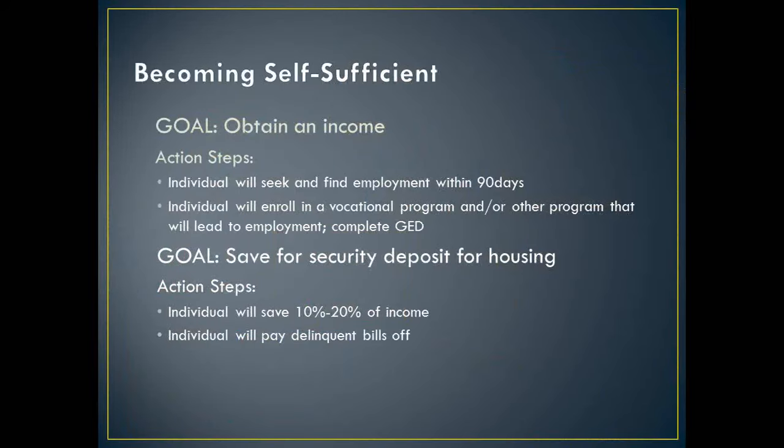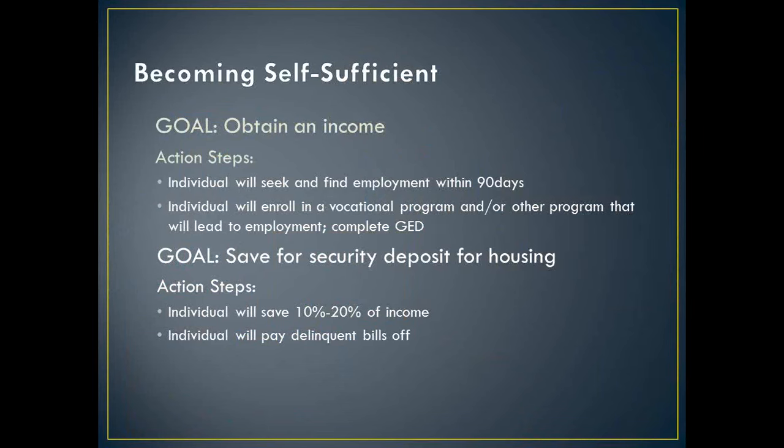Take, for instance, this scenario. You sign up a family for Pathway of Hope. Initial contact was made in the food pantry. The mother came in needing to feed her family of 3. Her initial goal identified is to obtain an income to move into more permanent housing. These action steps were developed to help her meet her family needs. The goal is to obtain an income, and the action steps are to seek and find employment within 90 days, and she'll enroll in a vocational program or some other program that will lead to employment, possibly completing her GED.